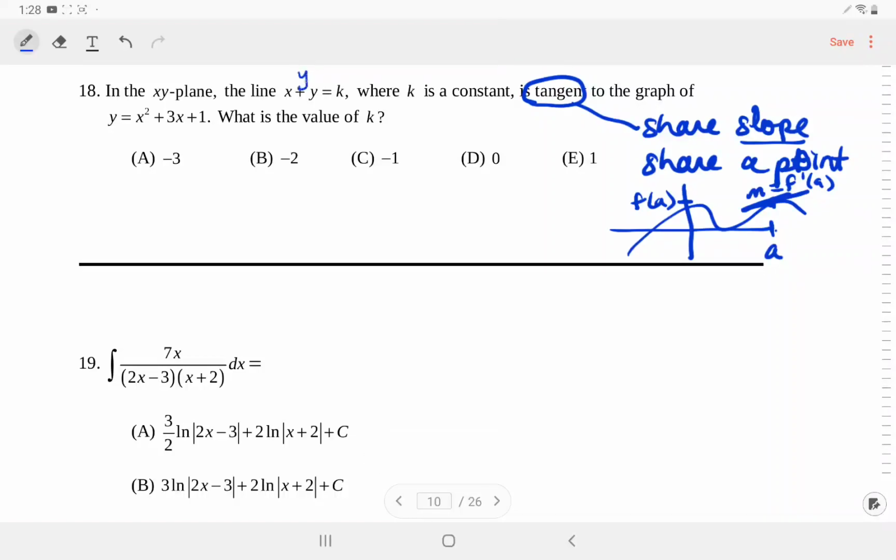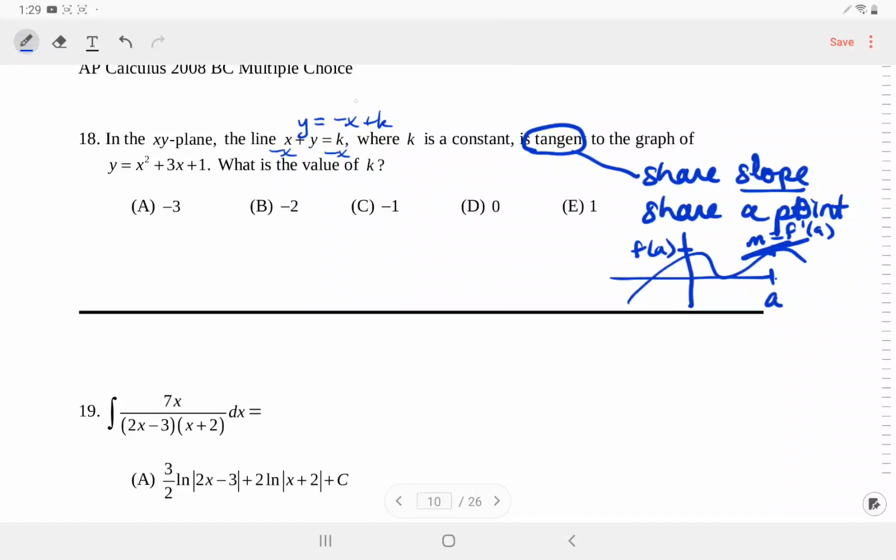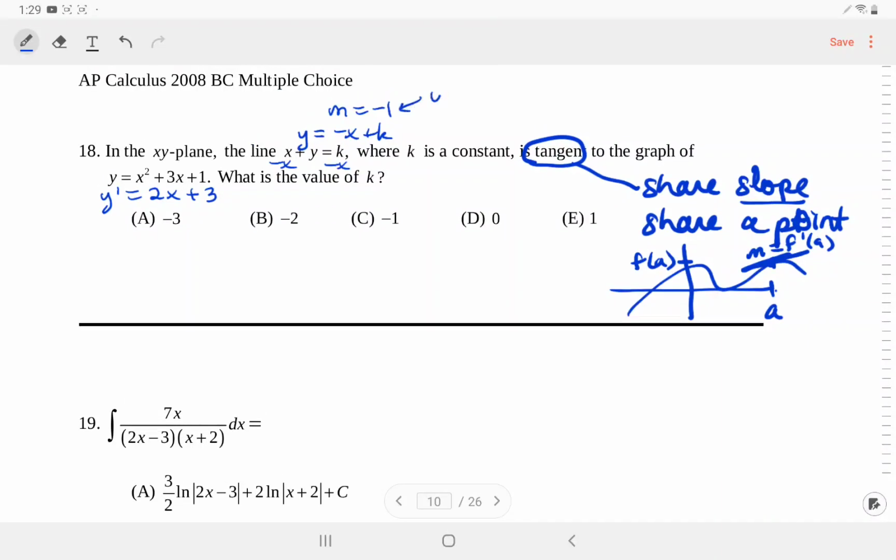So I'm going to change this into y equals mx plus b. Let's see. So this is y equals, subtract x from both sides, negative x plus k. So my slope here of this one is negative 1. And for this one, my slope, y prime, is 2x plus 3. I did the slope with y equals mx plus b, but you could also do y prime equals negative 1. You could also take the derivative. That works both ways. Then I took the derivative of the quadratic over here.